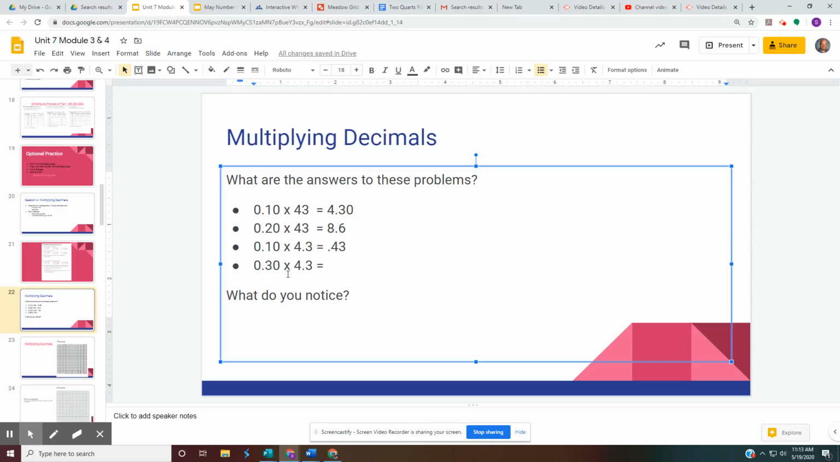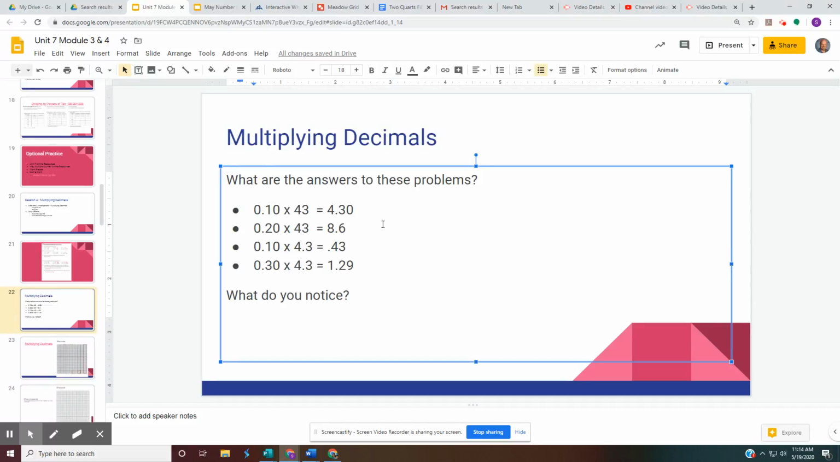And lastly, we have 0.3 or 3/10 times 4.3 or 4 3/10. And I get my answer. I can just multiply 3 times 43 and get 129. And I have to look at how many whole numbers are behind my decimal. I have one number here, and then one number here behind my decimal. So in my answer, I need to have two numbers behind my decimal.